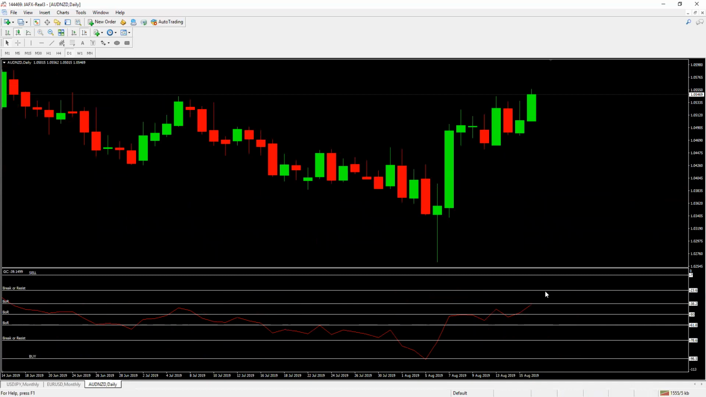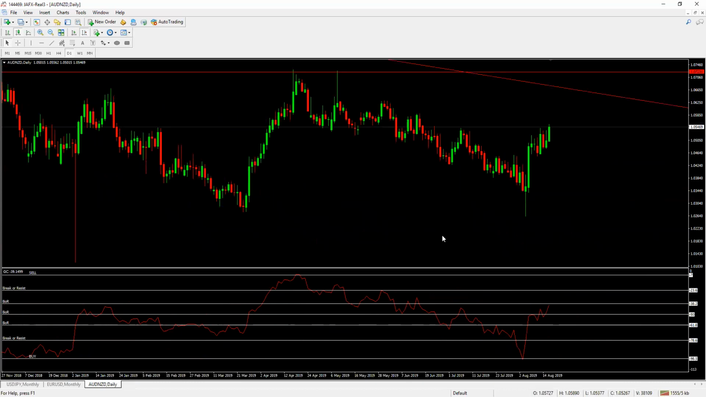I want price to go up to this 23.6 on our daily, right? I want to see what price does at that level. If we get all the way up here on our daily, we're going to get our pullback.